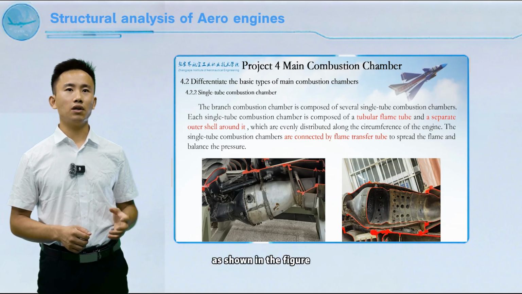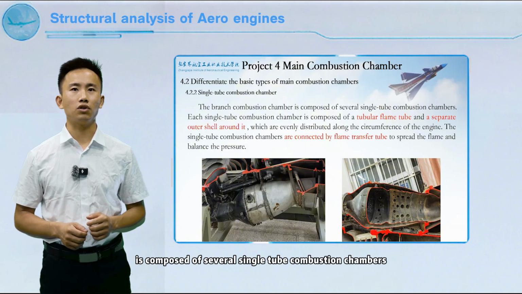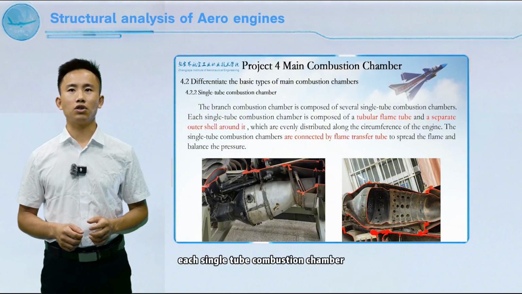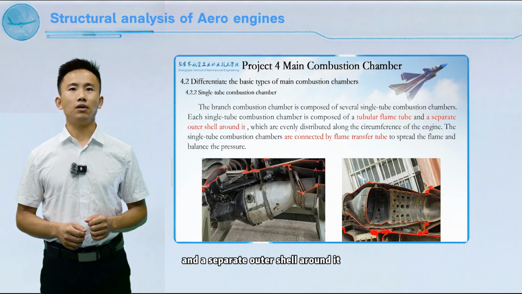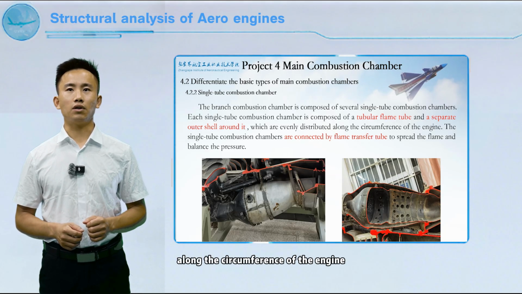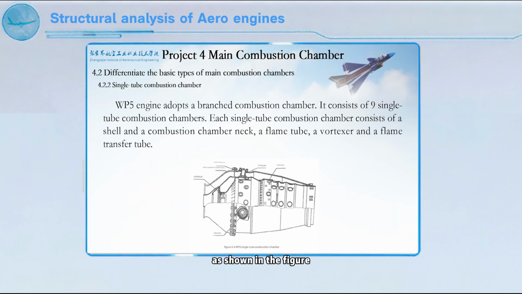As shown in the figure, the single tube combustion chamber is composed of several single tube combustion chambers. Each single tube combustion chamber is composed of a tubular flame tube and a separate outer shell around it, which are evenly distributed along the circumference of the engine. The single tube combustion chambers are connected by flame transfer tubes to spread the flame and balance the pressure. As shown in the figure, the combustion chamber of the WP5 engine adopts a single tube combustion chamber. It consists of 9 single tube combustion chambers.